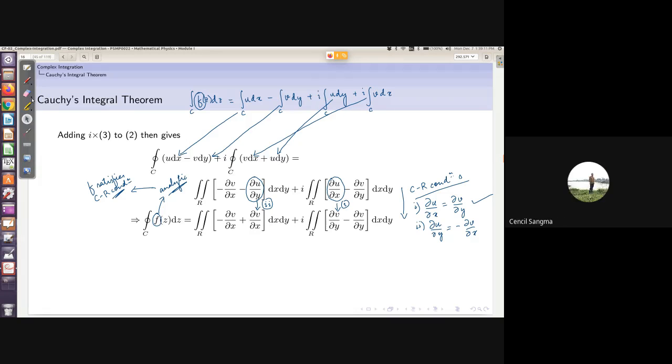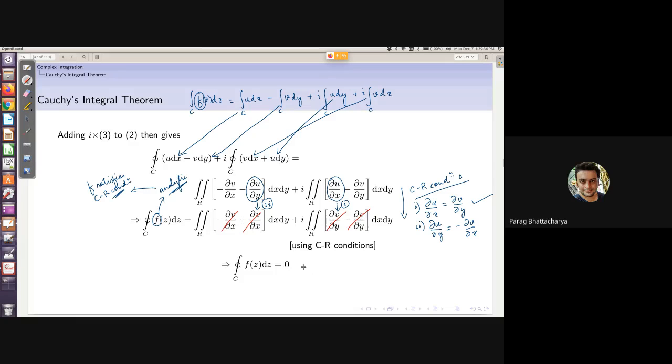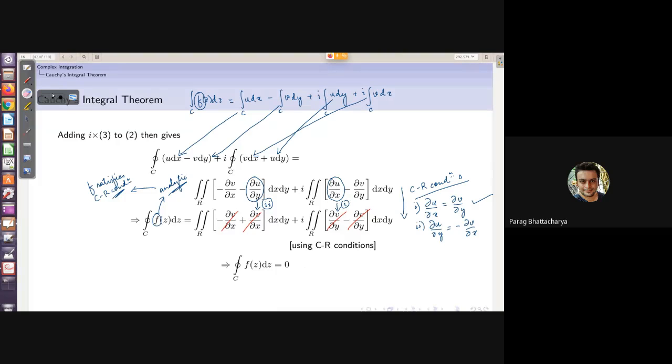Once that is done, the rest is very straightforward, because we see that these two are the same. So these two will get cancelled and these two will get cancelled. Once they cancel, this integrand is 0 and this one's integrand is 0. As a result, using the Cauchy-Riemann conditions, on the right hand side we will have 0. So this is your Cauchy integral theorem.